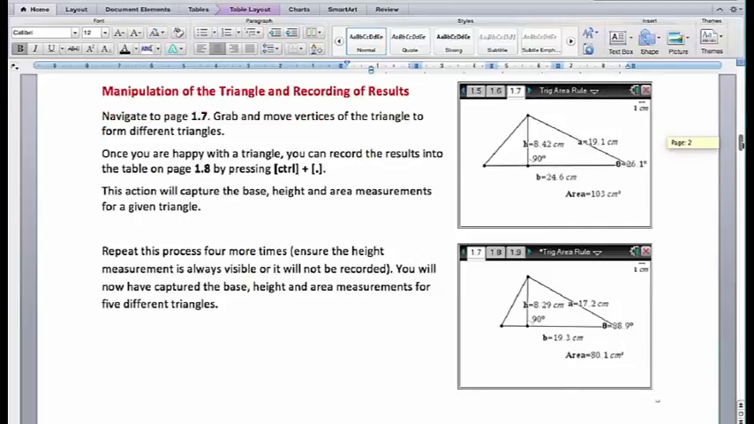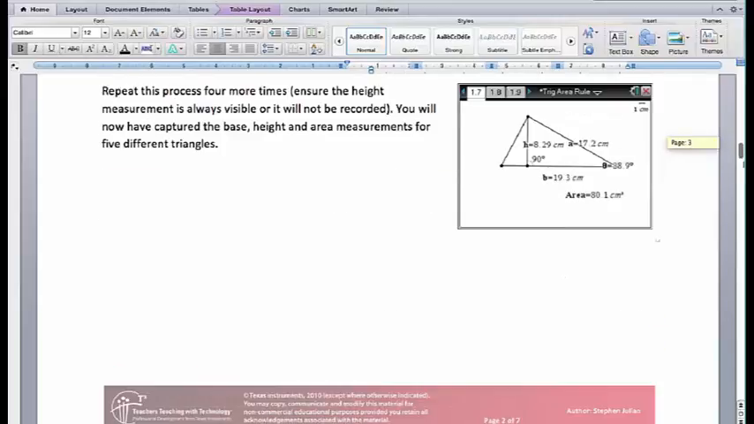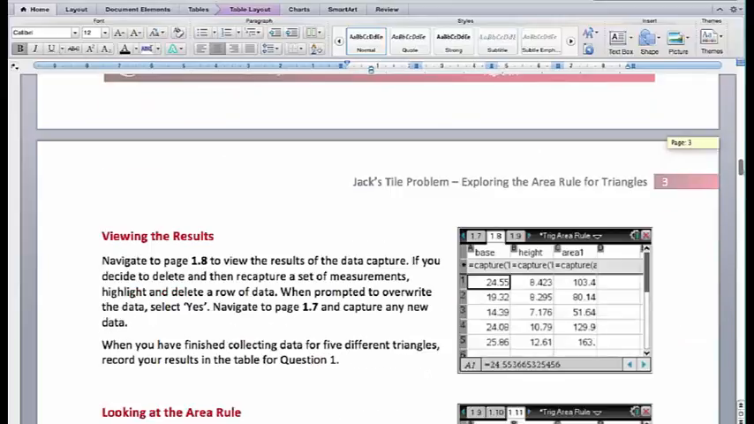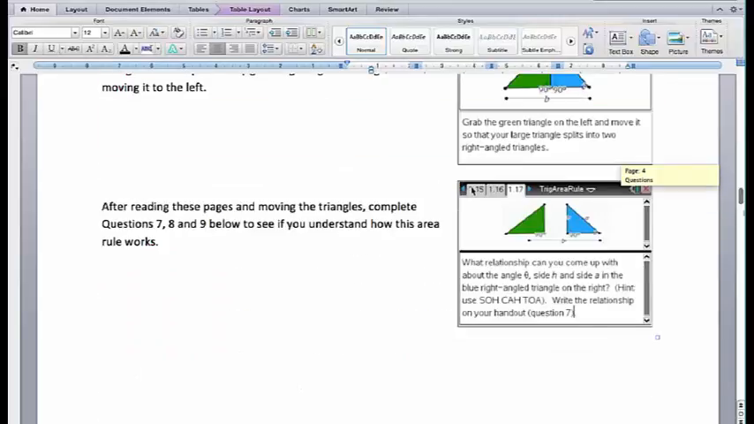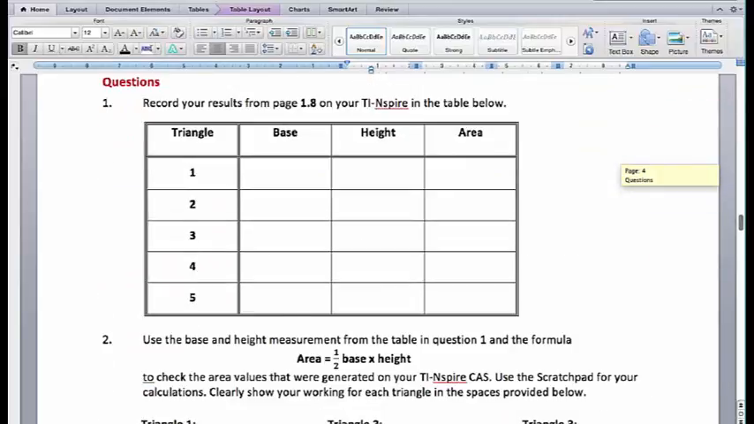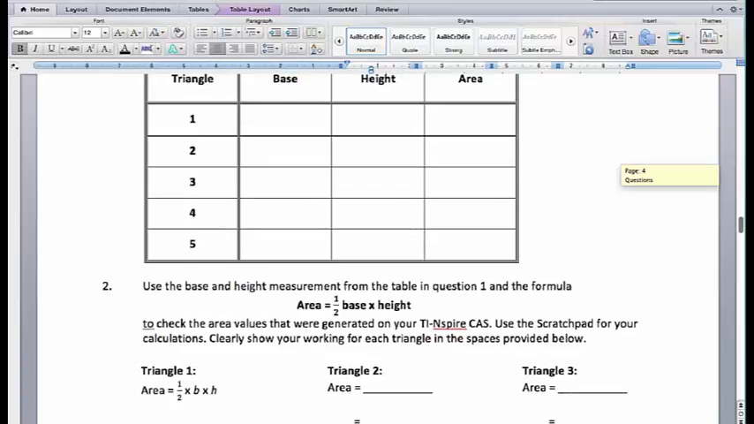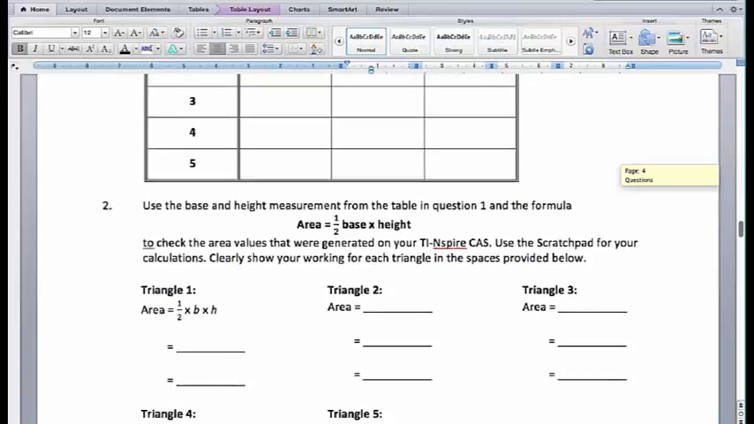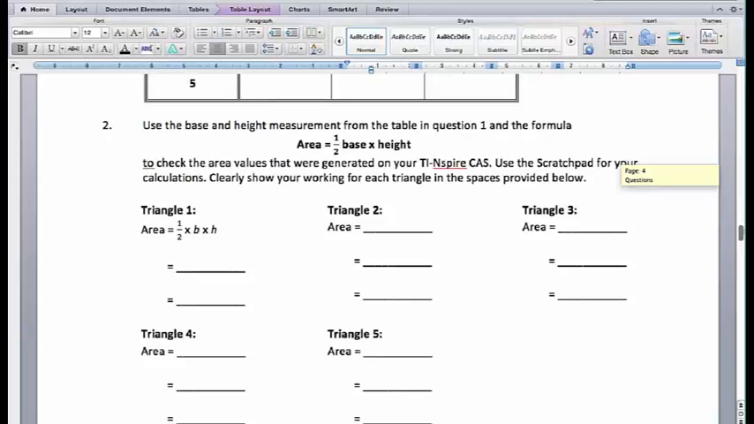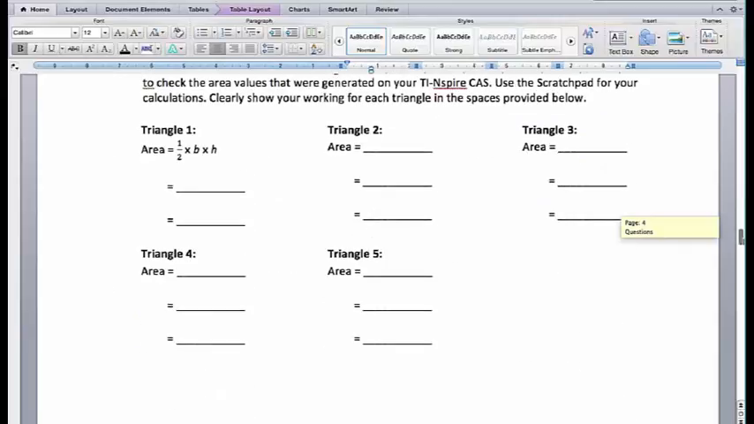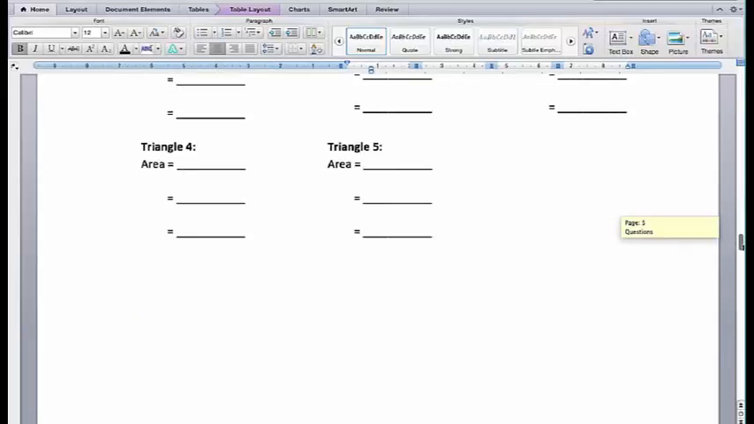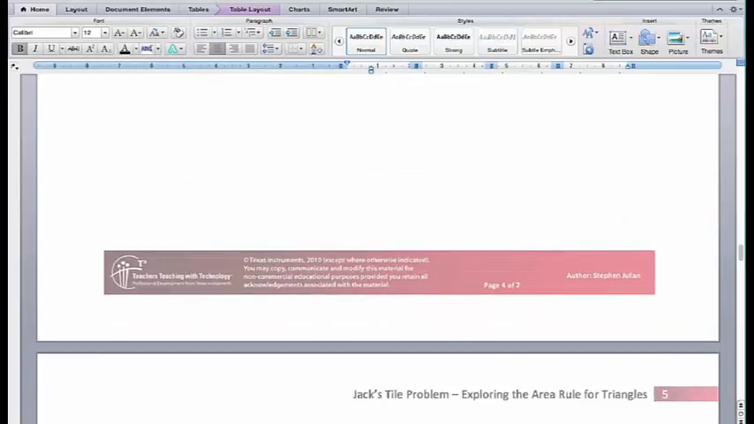It then talks about how they need to record their information, so viewing the results, and down at the bottom it says record the information in question one. Later in the handout there's a table, and the students have space to record everything. It then talks about how those values could have been worked out, and the students are encouraged to try half base times height with the base and height from their table and check that their areas are correct. Again, they can use a scratch pad or other ways of doing that to get the right answer. Okay.